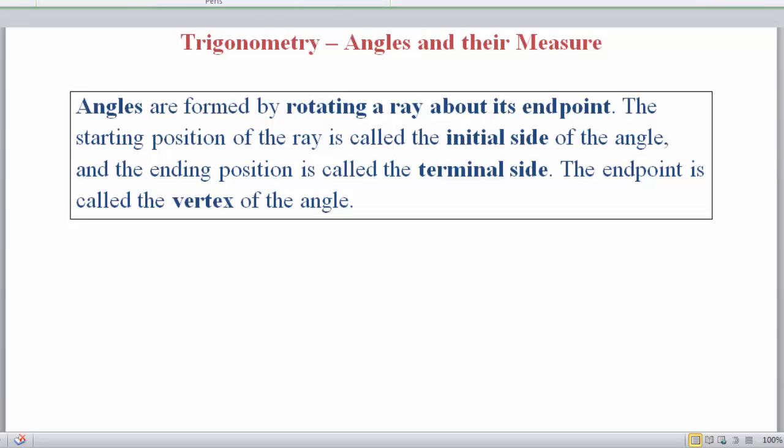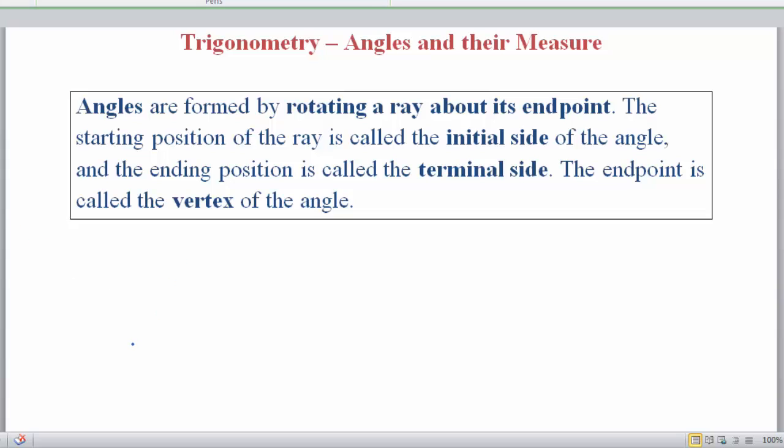Now, it's weird here the way you get the definition of angle. It's not really a definition, right? It's just saying how an angle is formed. I'm not really giving you a definition, I'm just telling you how an angle is formed. So angles are formed by rotating a ray about its endpoint.